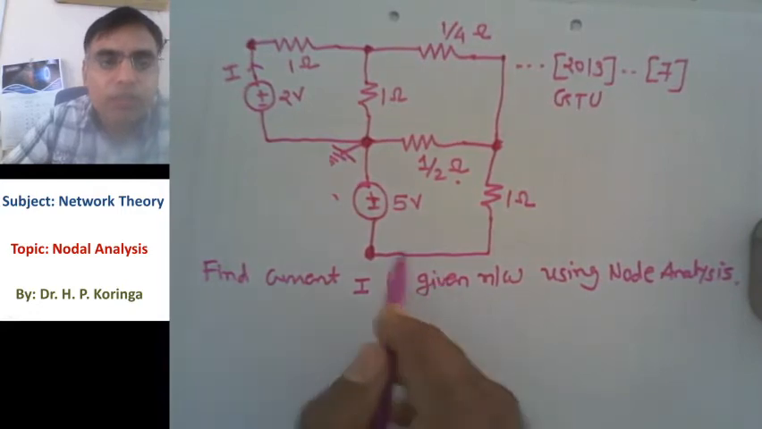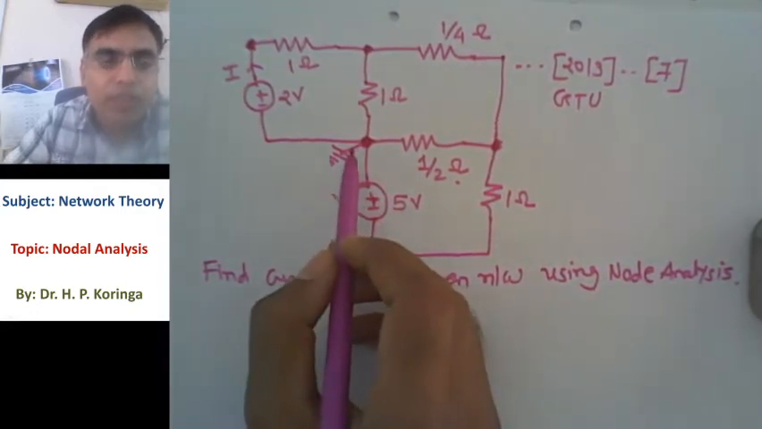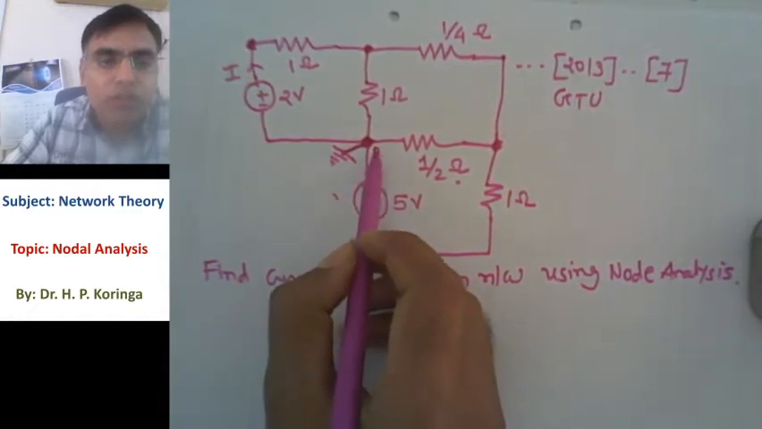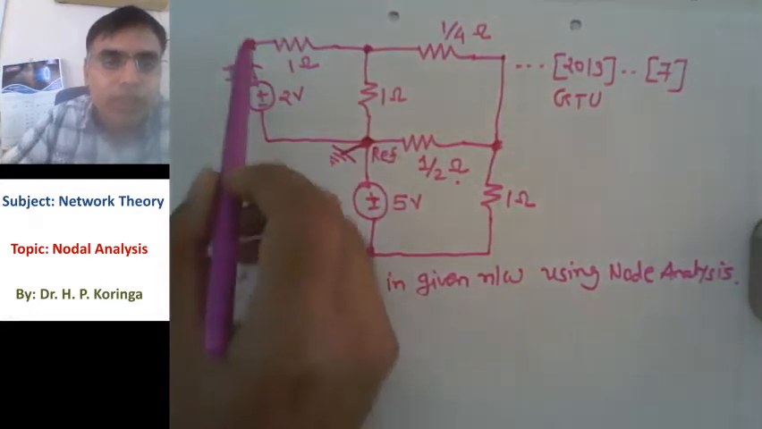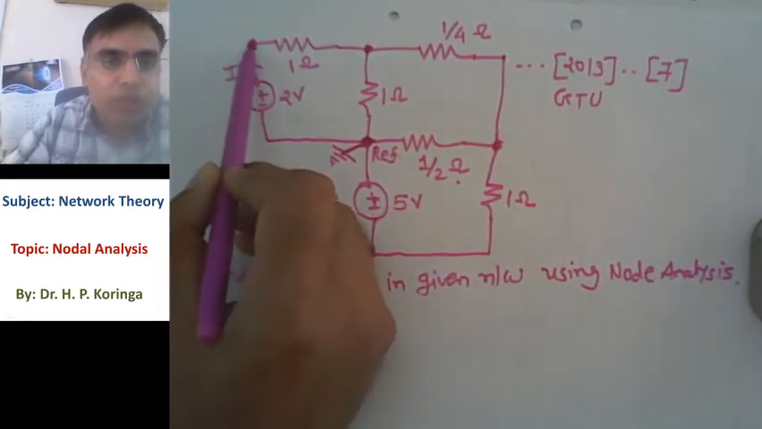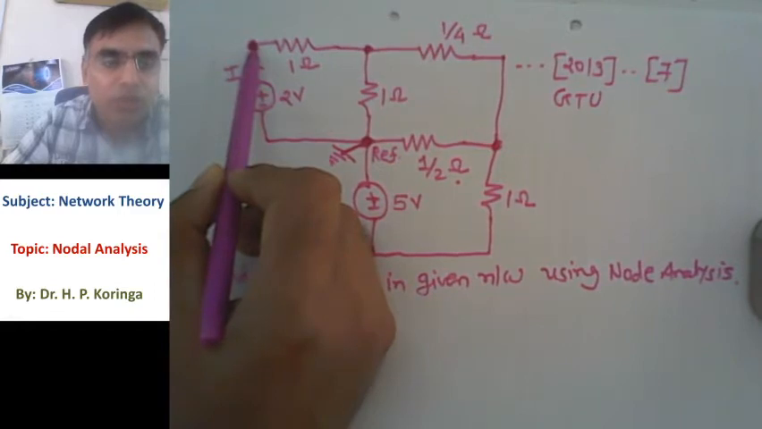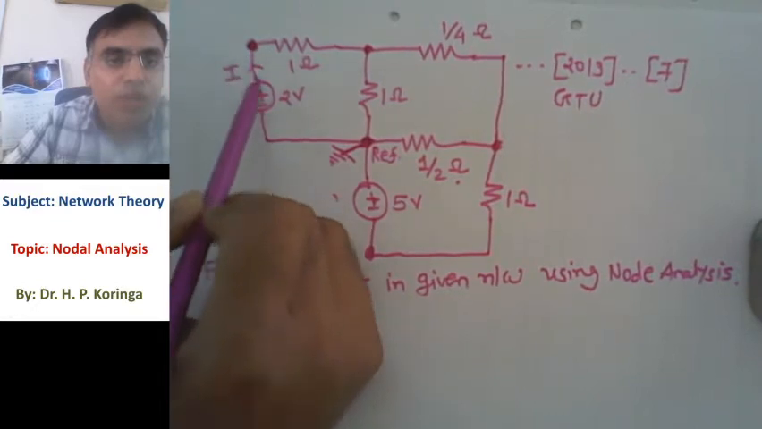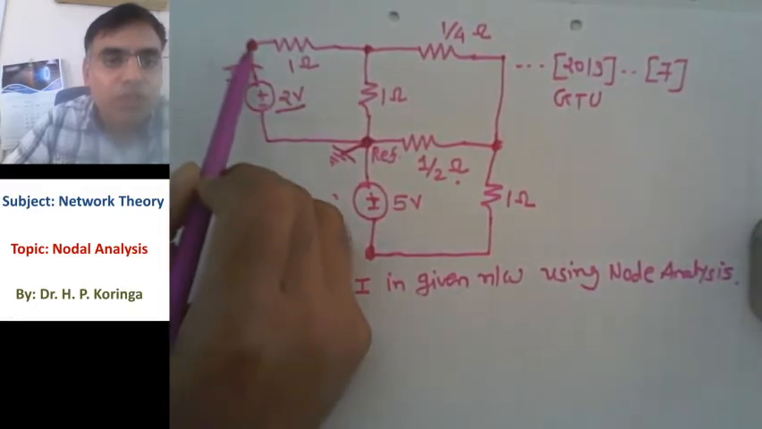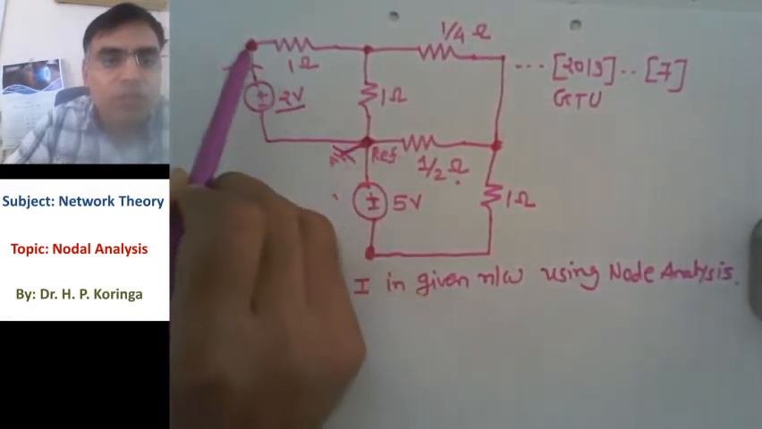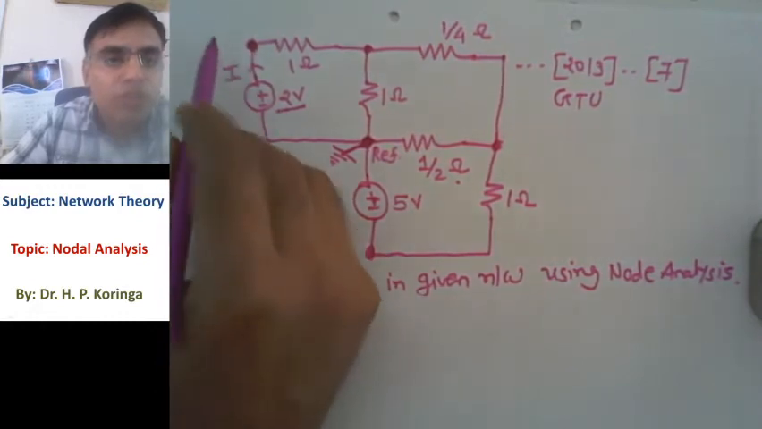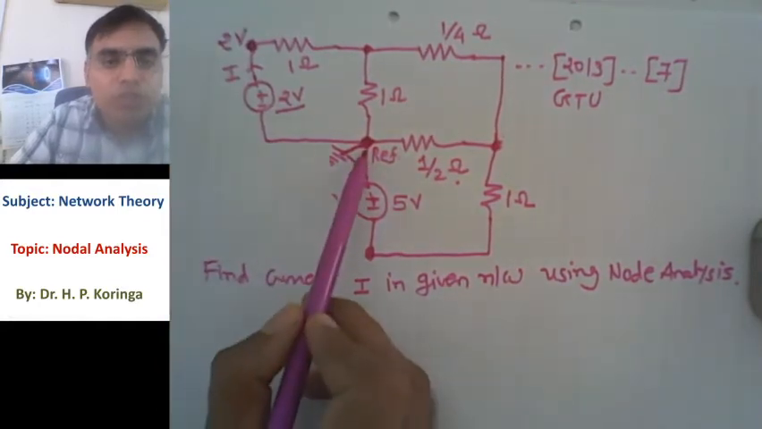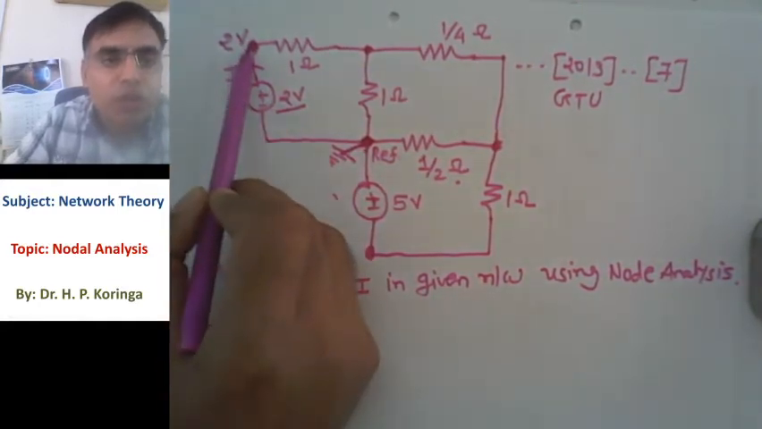Let's take one reference node, and it's already specified in the network. We have to take this as the reference. Let's see with respect to this reference whether the potential at this node is given or not. Yes, between this reference node and this node there is one voltage source, so with respect to the reference node the potential here is 2 volt. It is not an unknown node voltage, it is known.